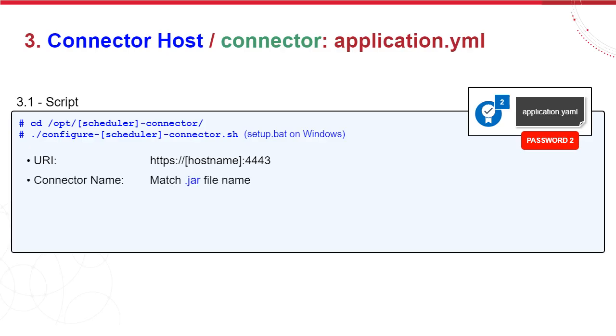So if your file is called tls-connector.jar, then the connector name should be tls-connector. The host name can be any string. It does not affect connectivity. We recommend using the connector hostname, since this is added to the database.